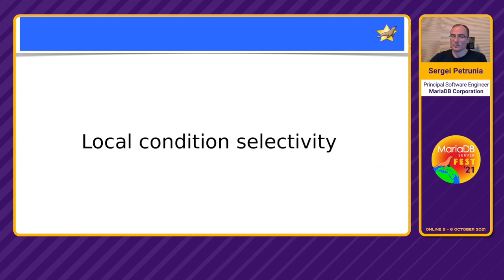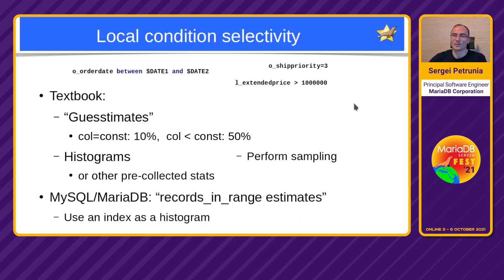This talk will be mostly discussing local condition selectivity. So we are looking at what can be done to predict selectivity of the conditions, like here in examples. If you open a database textbook, the first suggestion will be to use so-called guesstimates. If there is, for example, column equals constant, then assume the selectivity of that is 10%. Or if it is less, or less or equal, or greater than constant, then assume that condition has selectivity of 50%, and so forth. This is, of course, very basic and very inaccurate because it doesn't have any information about the data distribution in the table.